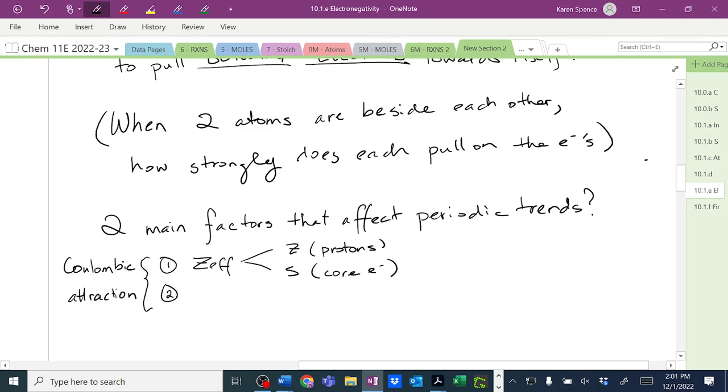What's the other thing that affects the periodic trends? Occupied shells, the number of occupied shells. Now, when we're talking about Zeph, is that a horizontal trend effector or a vertical trend effector? Chat with your neighbor about that, because I heard a lot of people say it is vertical.